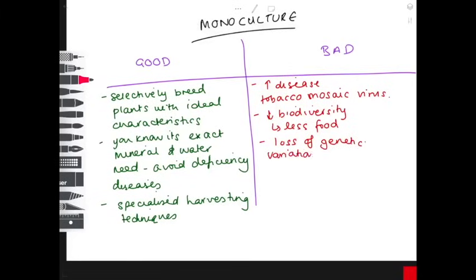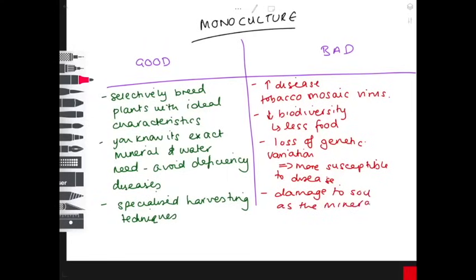And remember, with this comes problems with natural selection, because if the conditions change, you find that you don't have a population of plants with enough genetic variation, so they're more likely to die out. And lastly, you see damage to the soil, as the minerals get leached away due to the same plants being present.